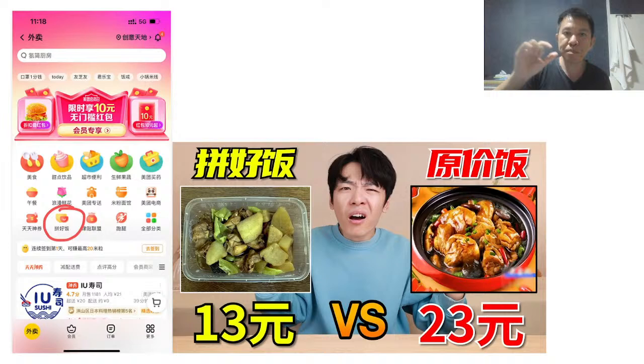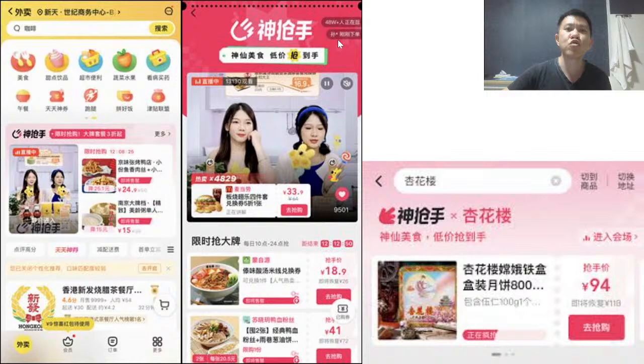Then the other segment that I've called is Shen Qiang Shou. Shen means like God. Qiang Shou means like snatch fast. So it must have like God hand like that. Snatch, instant speed snatching. So this relates to live streaming. So you see that in live streaming, there are these two pretty ladies.